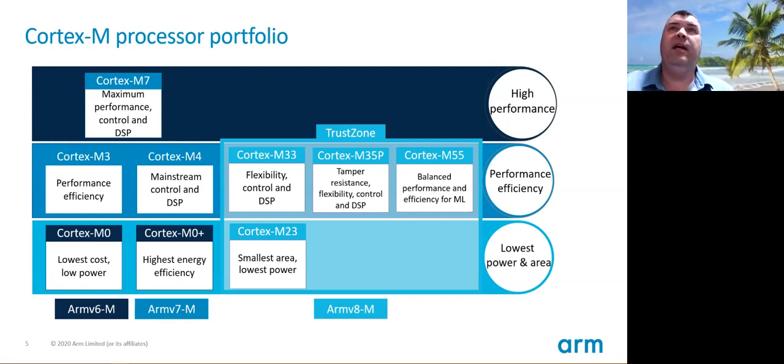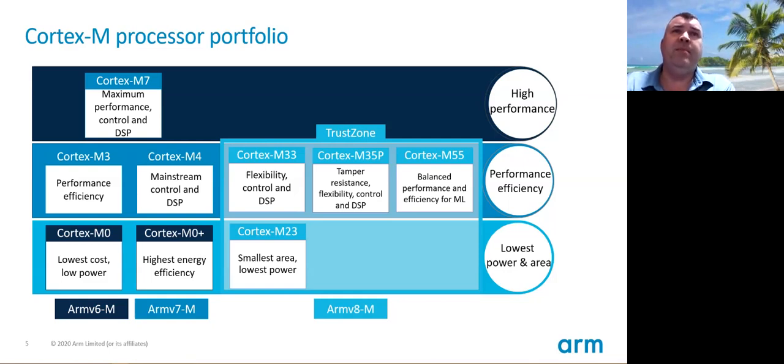So what you see here is sort of the complete portfolio of the Cortex-M family, and it goes from the ultra low power Cortex-M0 up to the highest performance Cortex-M7. They adhere to 3 different architectures, ARM v6M, ARM v7M, and ARM v8M. And this essentially defines the instructions that are available to those different CPUs.